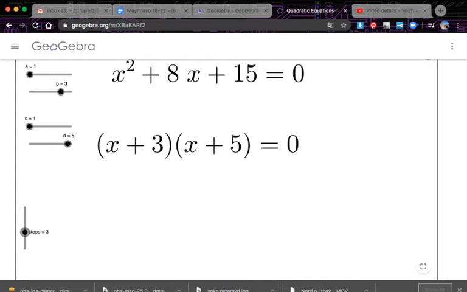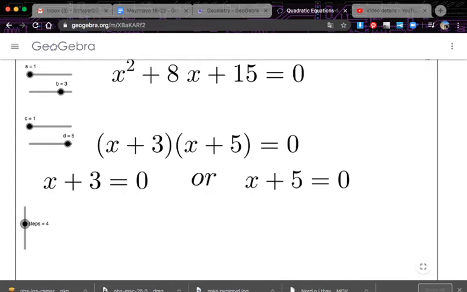Well then, if x plus 3 times x plus 5 is equal to 0, the zero product property says that one of those two factors has to equal 0 also. So I get two equations. Those two equations are x plus 3 equals 0 or x plus 5 equals 0. And I solve each equation. Subtract 3 on the left and subtract 5 on the equation on the right. Those are my answers. Same answers as I got before. I just think the factoring was quicker. So if you want to write that solution down.